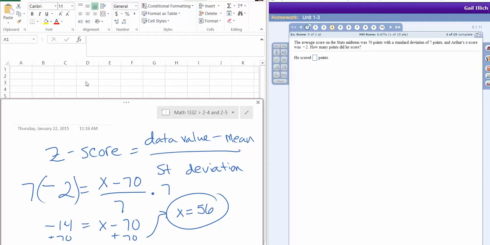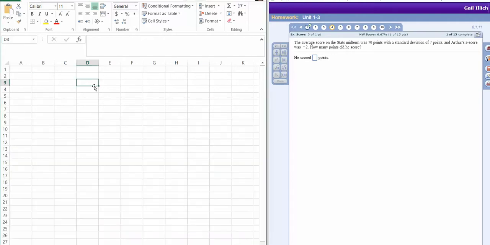If you want to do this in Excel, you could write a little program. It might be kind of fun. So we have the mean, we have the standard deviation, and we know his z-score. We want the data value. Okay, that's what we're looking for.